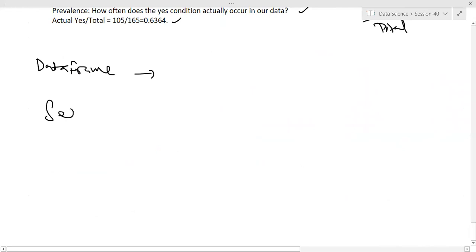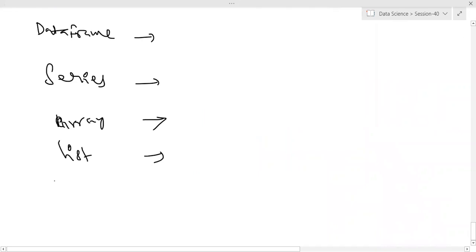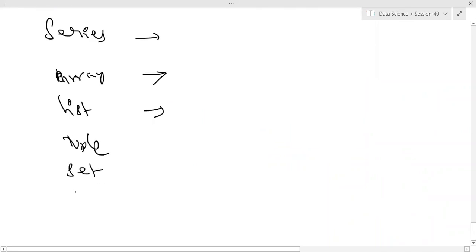Data frame, series, array, list, tuple, set, whichever, what is the other thing? Dictionary.